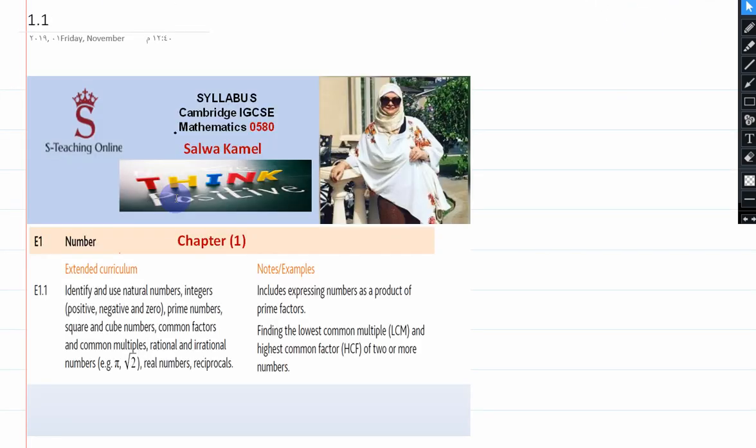Today we have chapter 1 from the curriculum about numbers. The types of numbers we are going to take next class, inshallah. But today we are going to learn about prime numbers and how to find the highest common factor and the lowest common multiple.